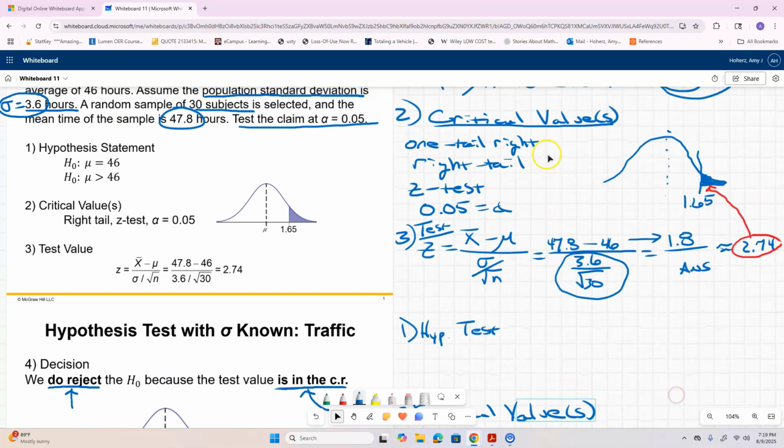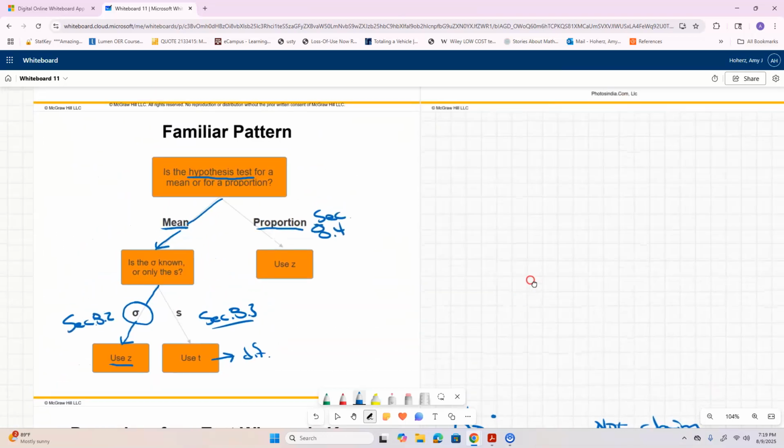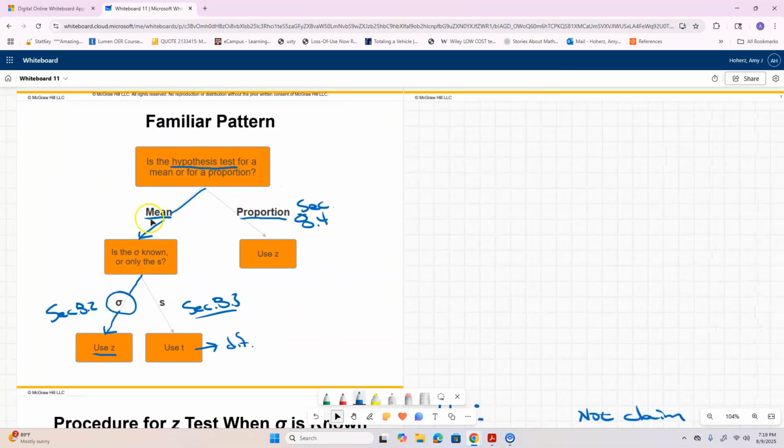Go back to our flow chart here. We knew on all these problems we were doing a mean and we knew the standard deviation. So we were doing z. So for all of these it was mean with the standard deviation known, so we used z. When we come back for section 8.3, we'll see examples of where we have to use the t-test because we only have the sample standard deviation, and then we'll do section 8.4 where we are going to do proportion z-tests.